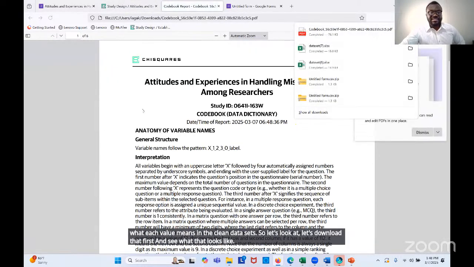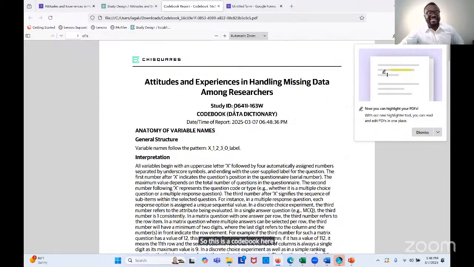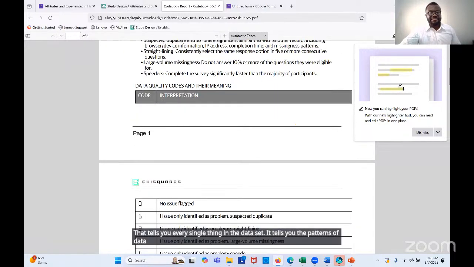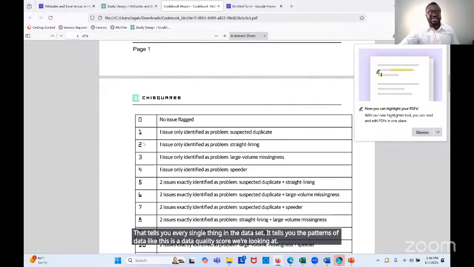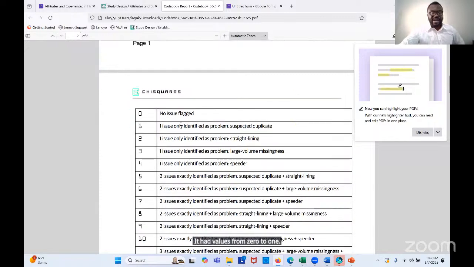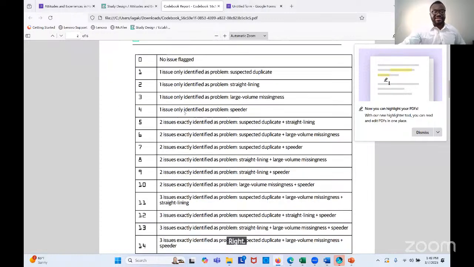So let's download that first and see what that looks like. This is the code book here. Like we said, it's a data dictionary that tells you every single thing in the data set. It tells you the patterns of data. Like this is a data quality score we're looking at. It had values from 0 to 1, and so 1 means that the individual is a suspected duplicate, right? And so on and so forth.